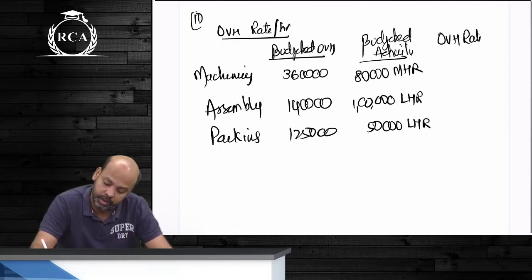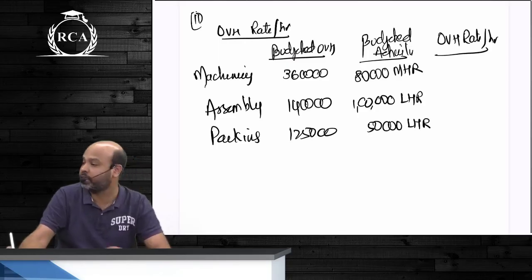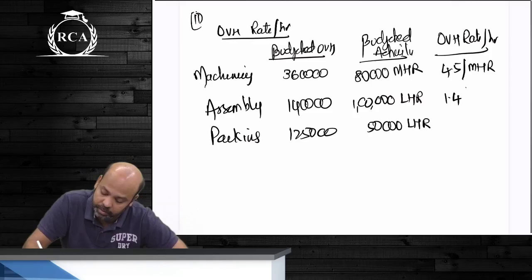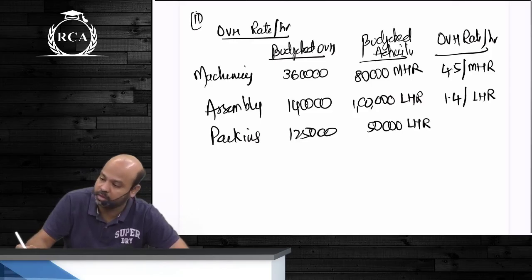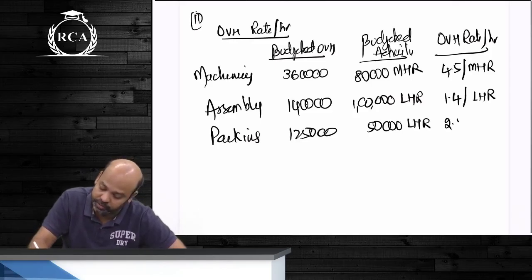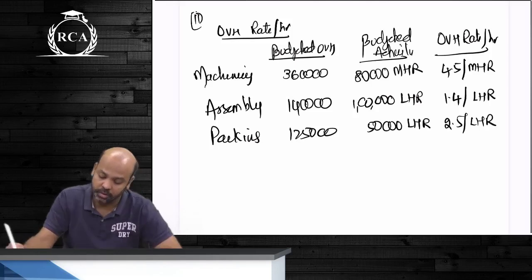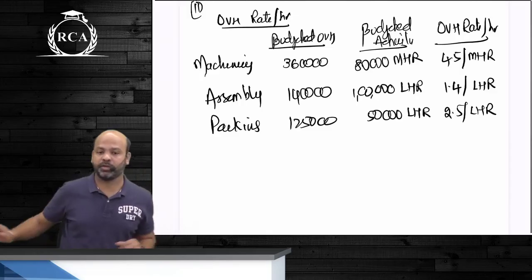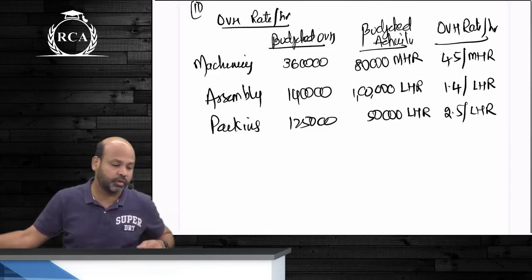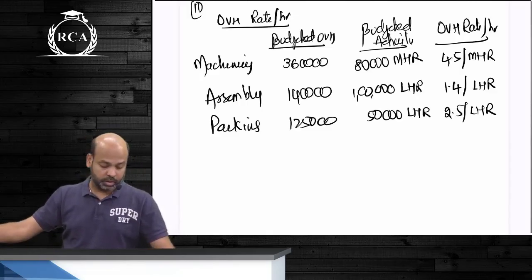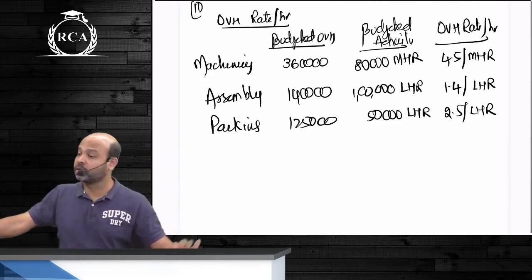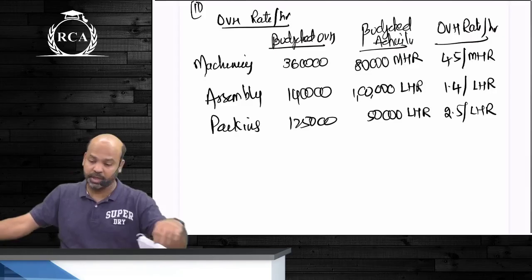Overhead rate per hour. 3,60,000 divided by 80,000 beta 4.5 per machine hour. 1,40,000 by 1 lakh is 1.4 per labor hour. And last wala beta is 2.5 per labor hour. This will be the overhead recovery rates, guys, departmental ke basis pe. Now using these rates, guys, you're going to arrive at selling price of job number 7083. That will be the answer to the third bit. These are the methods recommended by you.